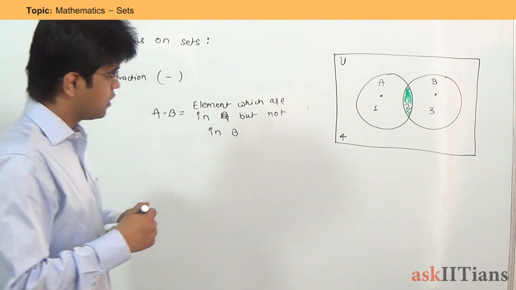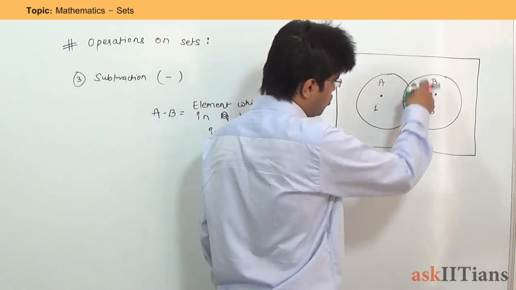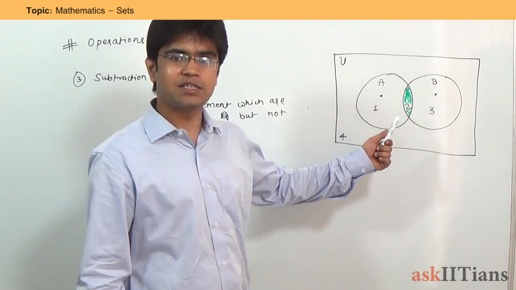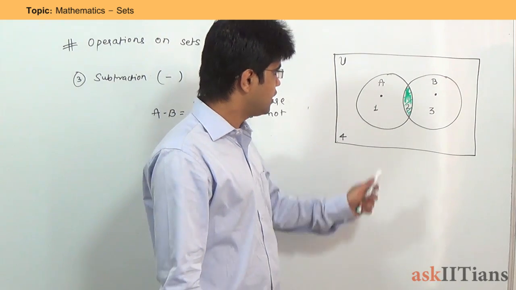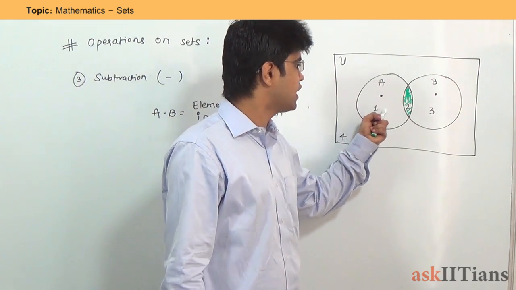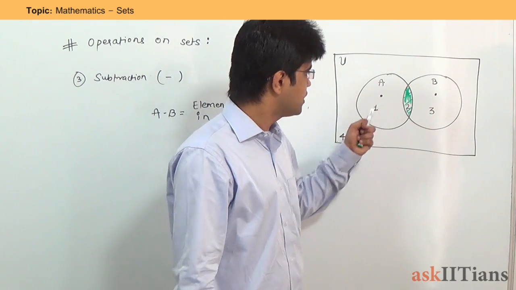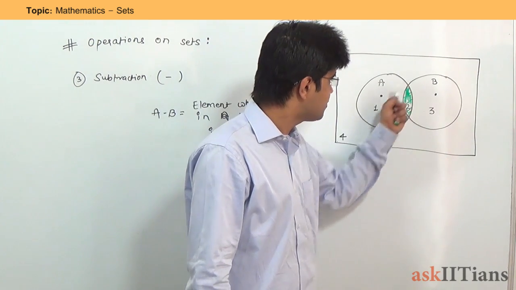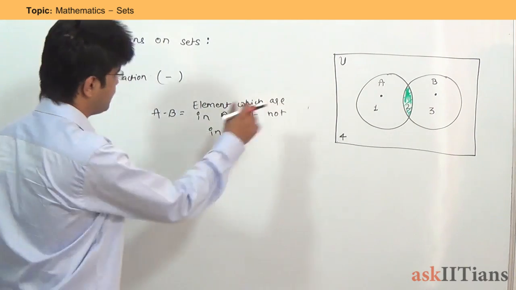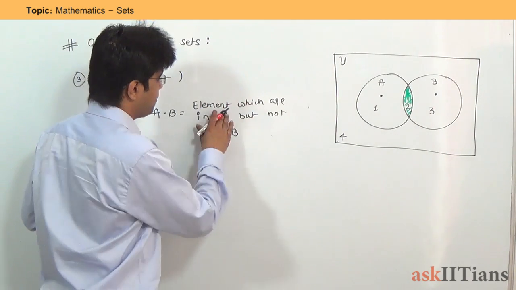That means this common area is excluded because those elements are in B as well. We need to take only those elements which are in A only. So what the definition says: elements which are in A but not in B.